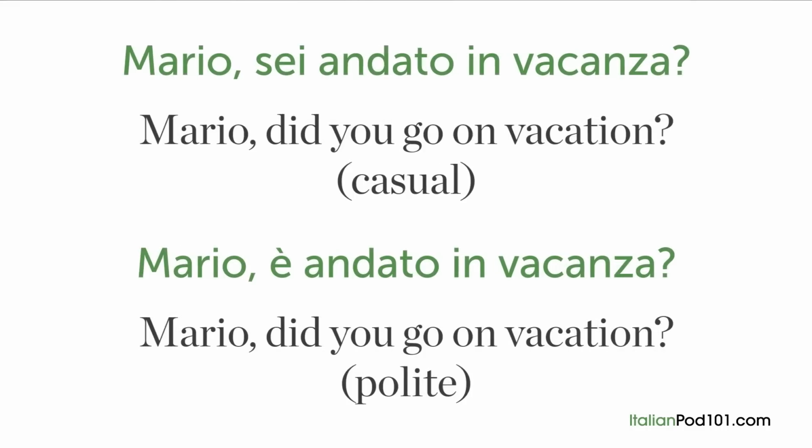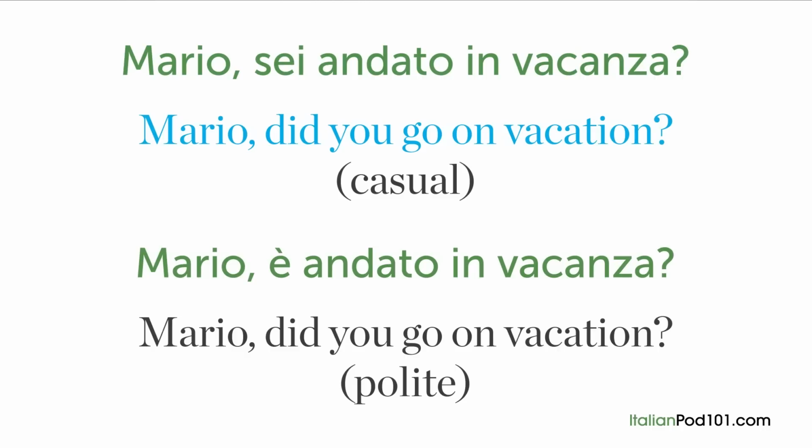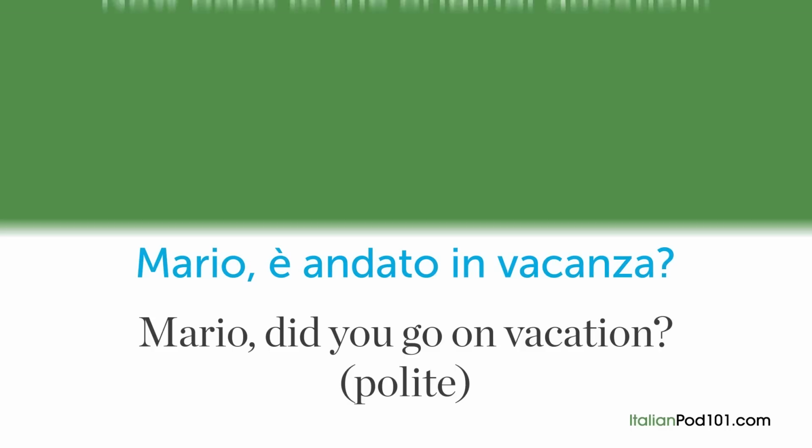Here's another example. "Mario, sei andato in vacanza?" Which means, Mario, did you go on vacation? This is casual Italian. "Mario è andato in vacanza?" also means, Mario, did you go on vacation? But it's polite. You may want to use the first one with a friend of yours and the second one with someone much older than you.